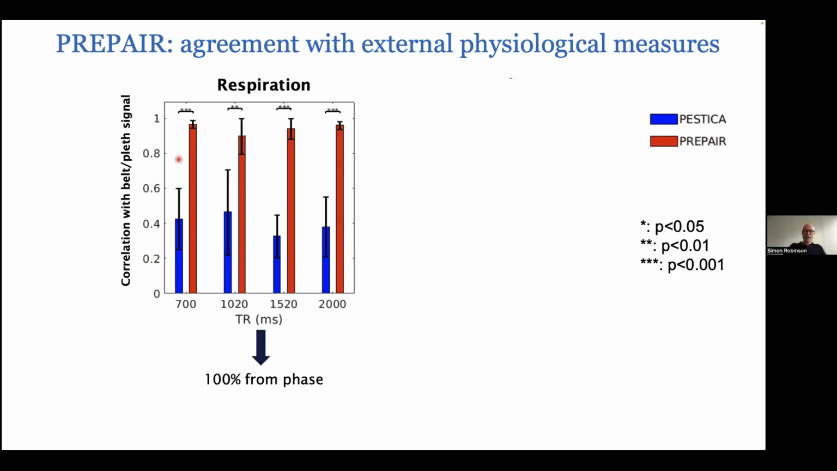And in all cases, that respiratory information came from the phase. By all cases, I mean all subjects, and for these 4 different protocols that we acquired the data for. And you can see also that the correlation between these regressors that we've got and the belt signal is better than from that with another data-driven approach based on ICA that you might be familiar with, PESTICA.